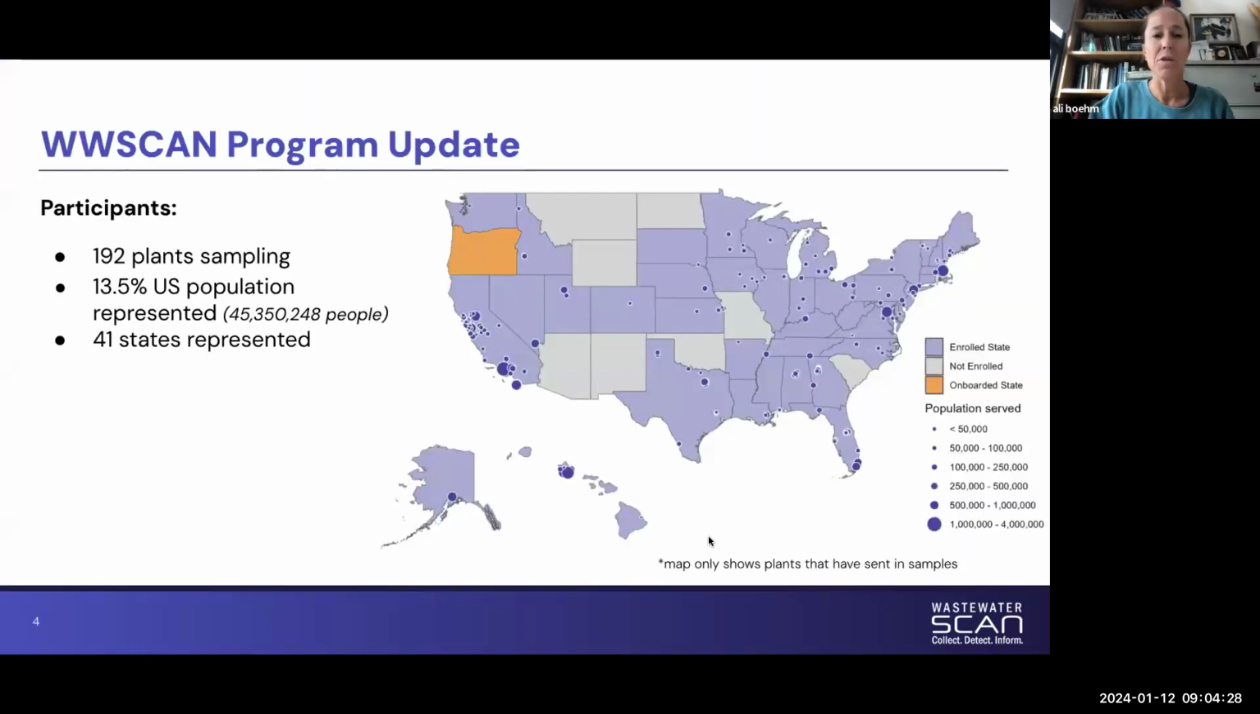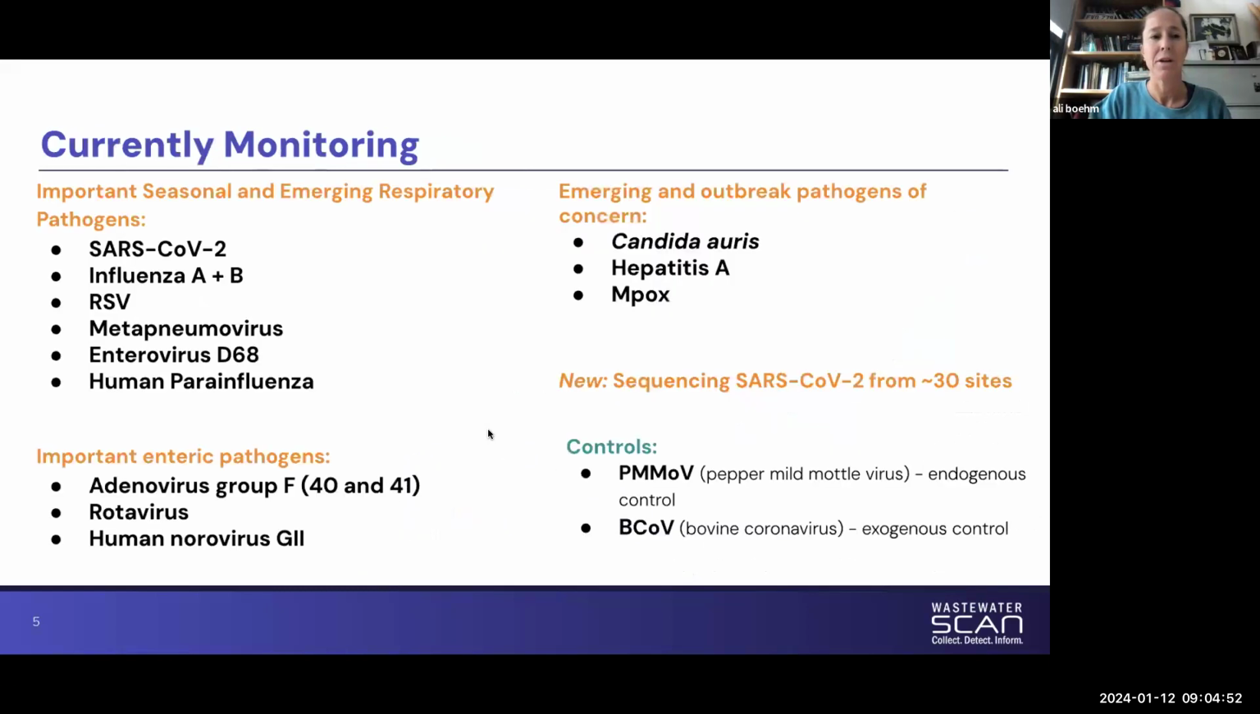An overview of our program. We are currently working with 192 wastewater treatment plants across the United States, representing 13.5% of the US population, and 41 states are represented. So you can see this map here showing all of the participating states and the size of the different populations served by the wastewater treatment plants that we work with.